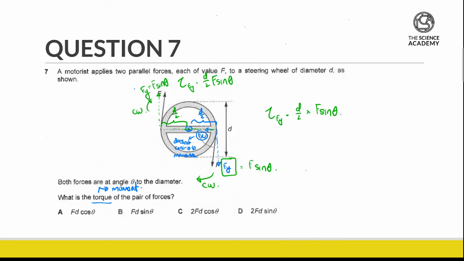So what is the net moment? We have a double contribution of D over 2 F sine theta in the clockwise direction. So we are going to take 2 times D over 2 F sine theta. The 2's will cancel out and we just have D F sine theta. So the answer for this is going to be B.